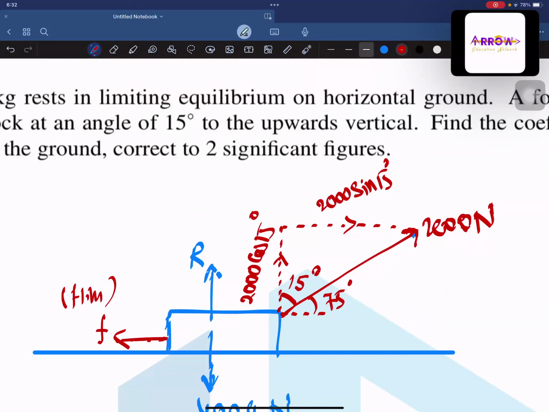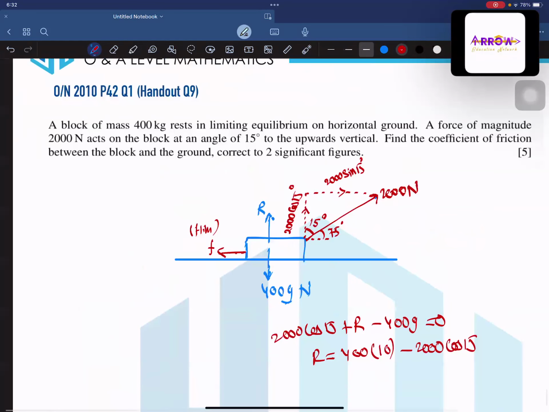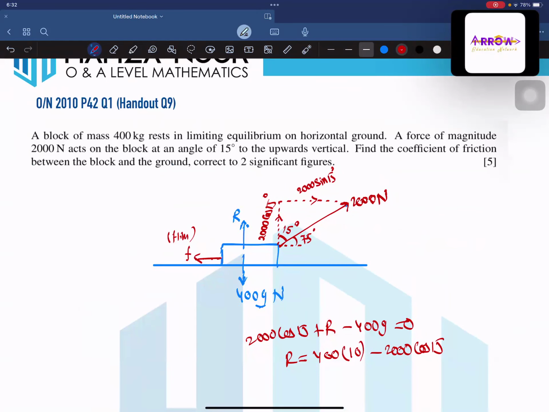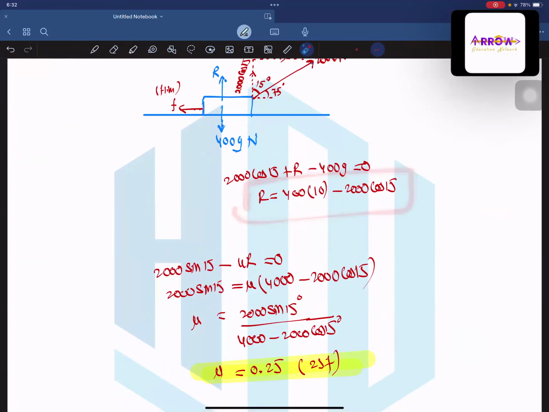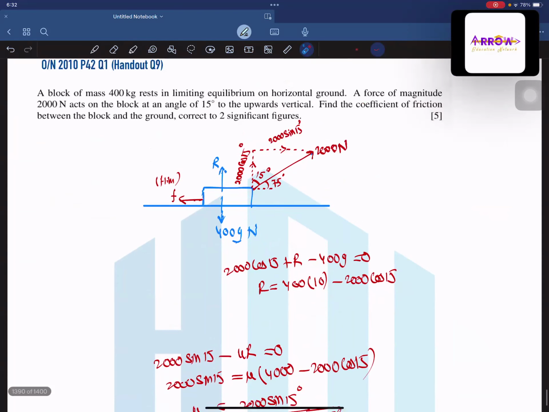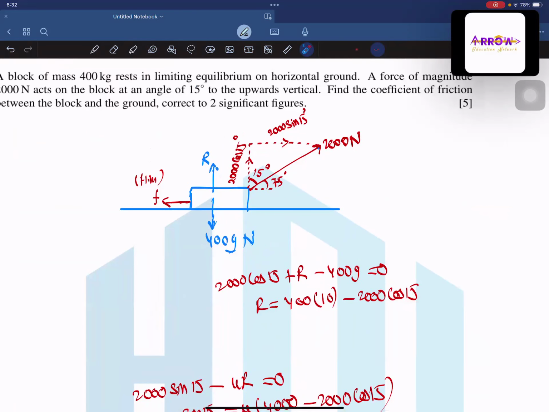So here, first we are going to find the value of R. R is acting upwards and 2000 cos 15 is also acting upwards. So 2000 cos 15 plus R minus 400 g will be equal to 0. Therefore R is equal to 400 g, meaning 400 into 10, minus 2000 cos 15. I found an expression for R, which is 4000 minus 2000 cos 15. The angle is 15.